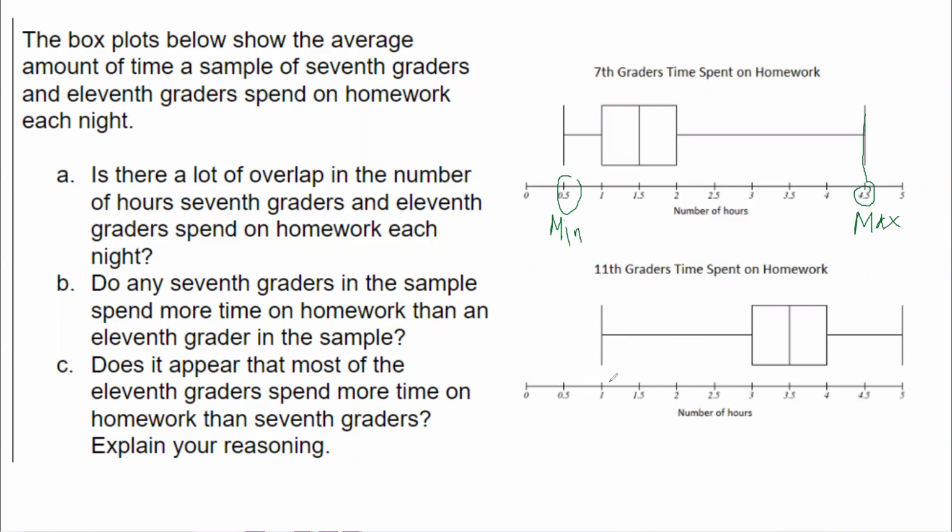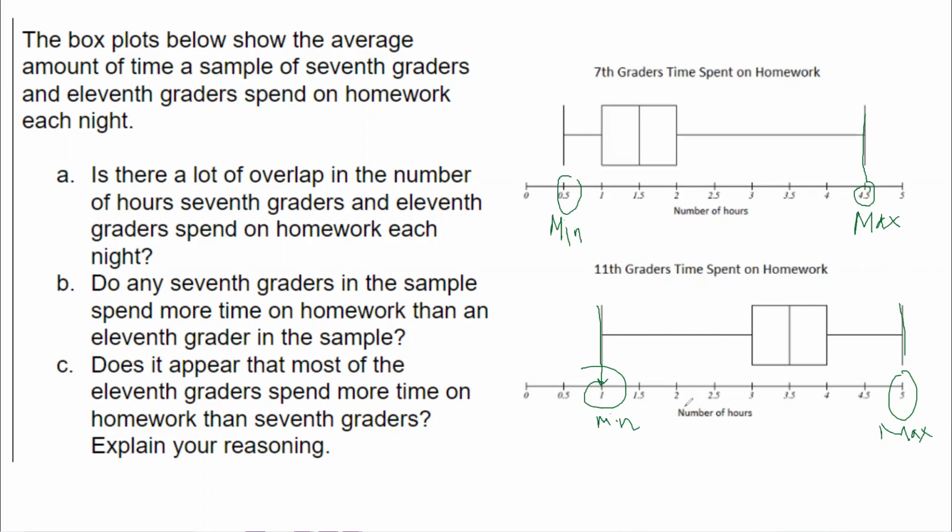When we look at the 11th graders, our minimum is 1 and our maximum is 5. Do you see how I'm getting those numbers? I'm looking at the extremes and I'm just looking straight down to see what number that's at. If it's halfway between, because sometimes it will be, just kind of guesstimate. As long as your answer is pretty close to what it should be, I'm not going to mark you wrong.